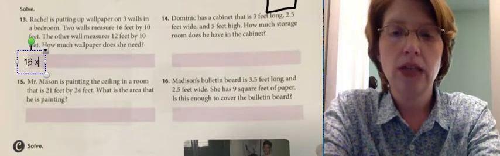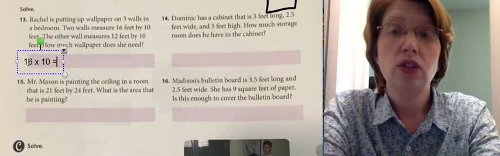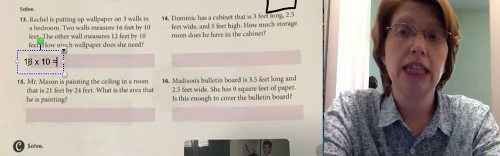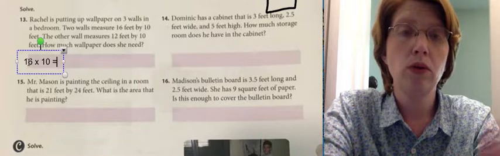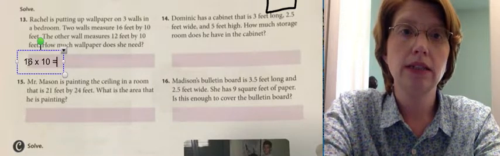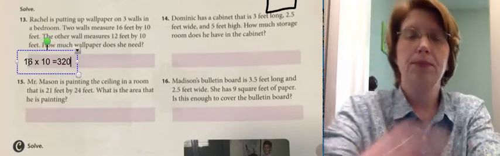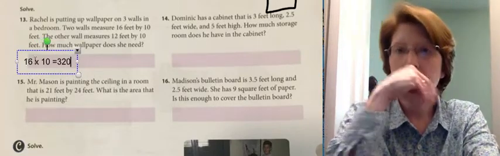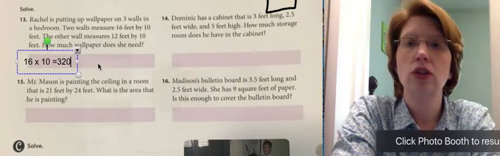So we need 16 times 10, but we need that 2 times. So 16 times 10 is 160. Okay, but we want that twice. So 160 twice would be 320. Okay, so we have 16 by 10, but I want it 2 times, so that would be 320.